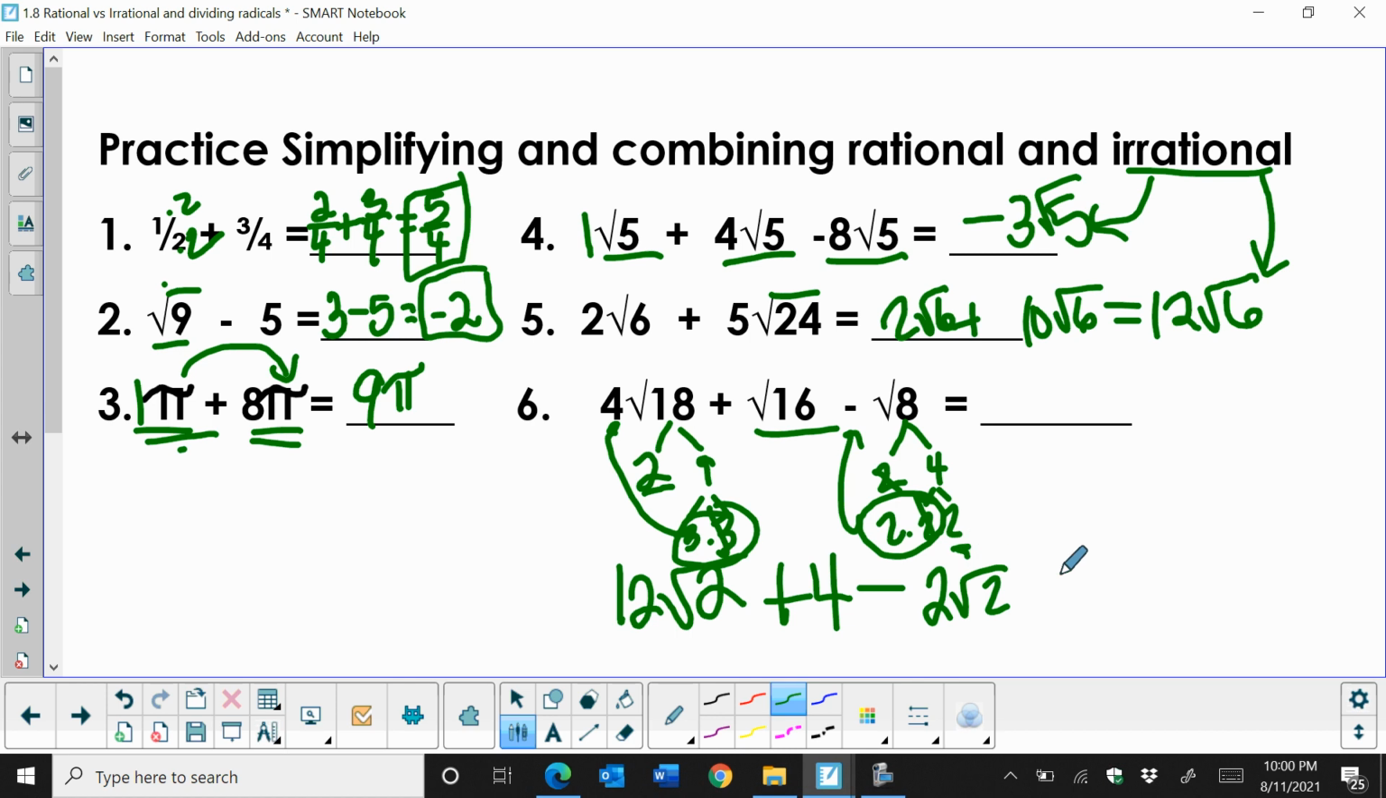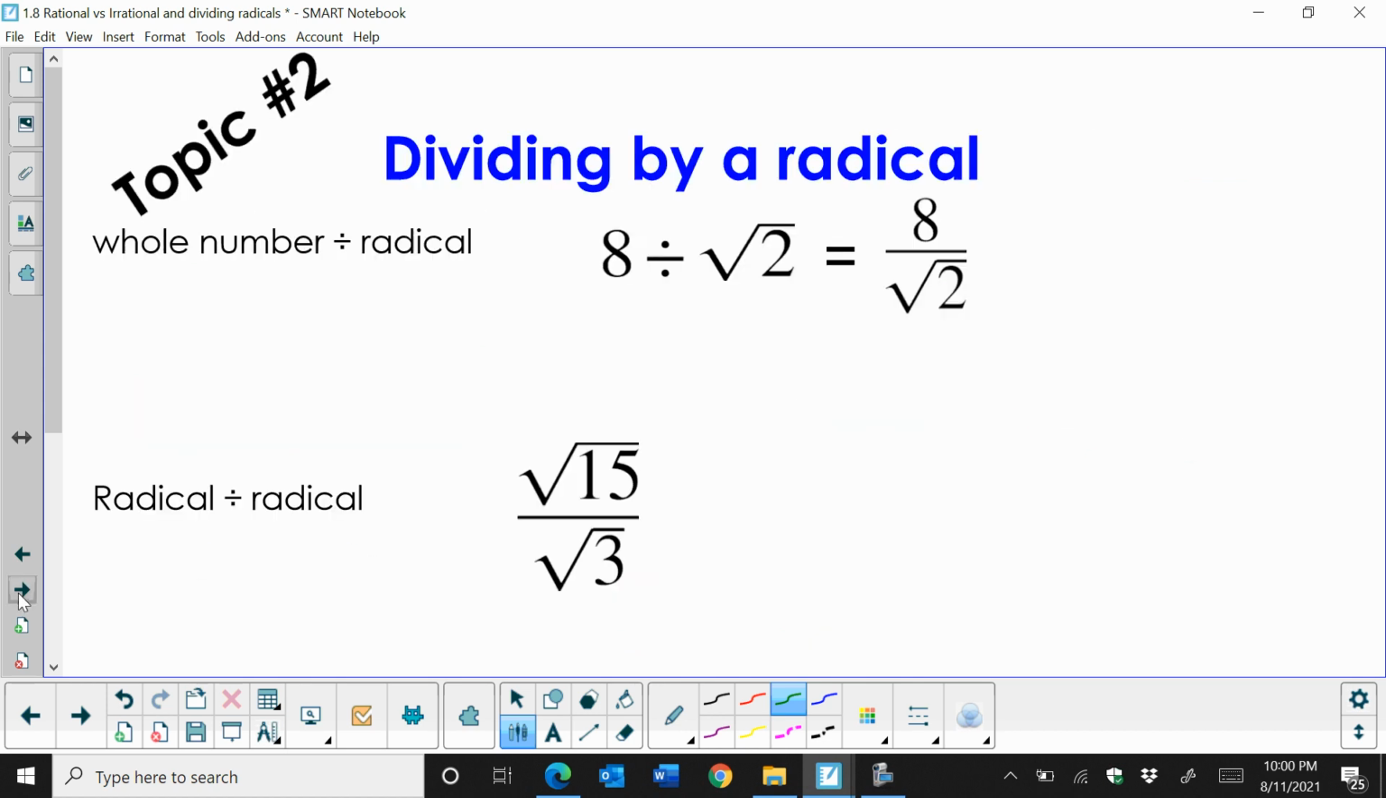This one's left. So which can we add together? We can add these two irrational together. Actually, we're subtracting. So 12 root 2 minus 2 root 2 is 10 root 2. So the irrational portion is 10 root 2, and we have a real part of 4. So 4 plus 10 square root 2. Can we add the rational and the irrational? No, we can't add those together. Okay, so that's our first topic.